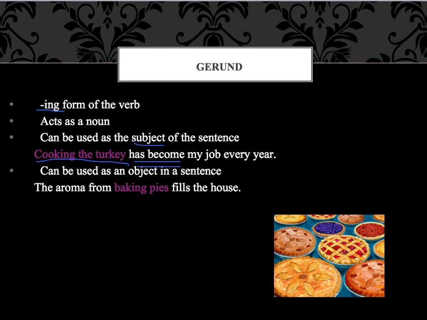Nouns can also be used as objects in a sentence, right? You should remember objects from your prepositional phrases last year. Okay. So the aroma, and here we have a preposition from, baking pies, we see that as a gerund object, right? It's making the object of the preposition, but it's the ing form of the verb. Okay. So the aroma from baking pies fills the house. Now notice, when we have a gerund phrase, there is no comma.